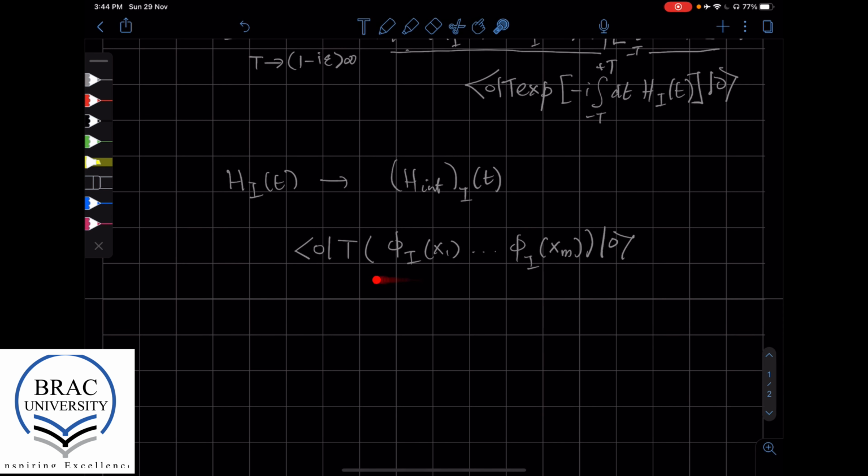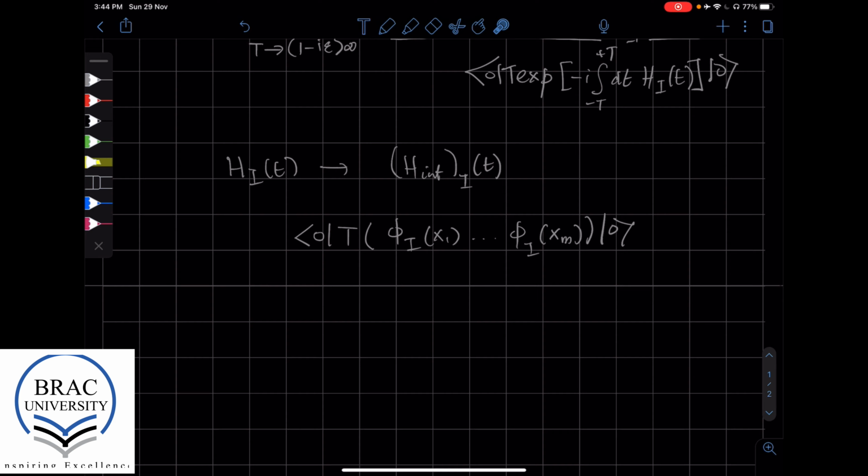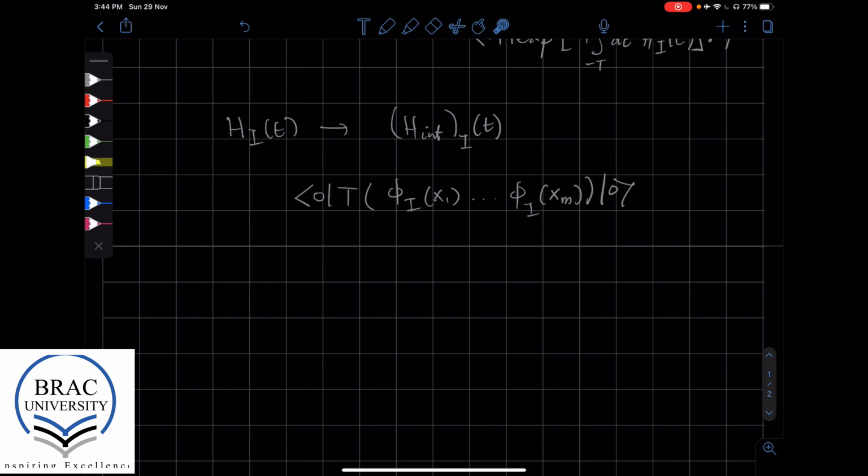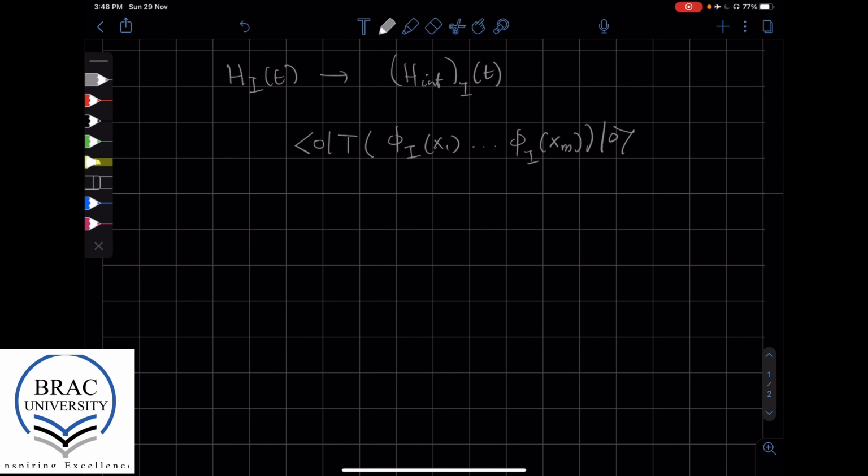So in order to evaluate these things, we will first of all need Wick's theorem. And what does Wick's theorem do? Wick's theorem expresses time-ordered products of operators in terms of normal ordered products and Feynman propagators. So to prove Wick's theorem, we will need a little bit of notation. So let's take the interaction picture operator and express it as a Fourier integral.